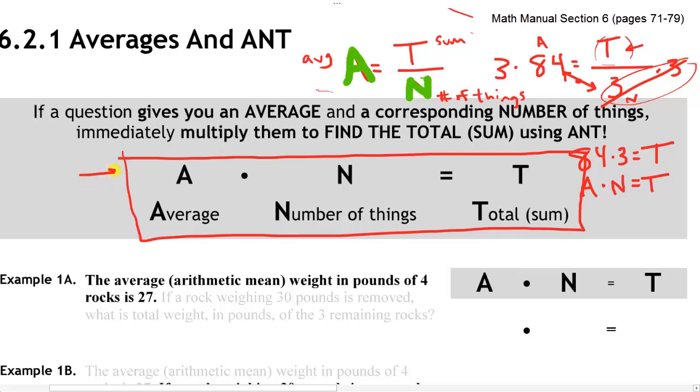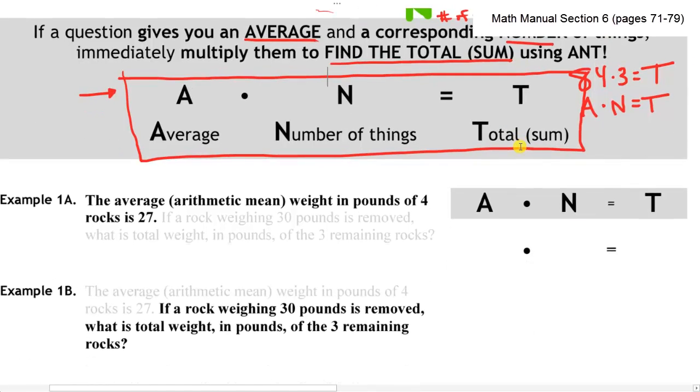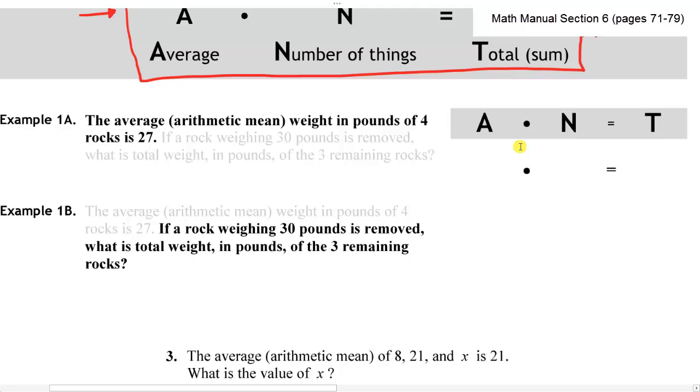And again, the reason it is nicer on the SAT to think of average questions with this formula in mind is because, if ETS gives us an average and a corresponding number of things, our most efficient solution, our quickest way of getting to what we need, is to simply multiply those two numbers to find the total, or the sum of the numbers. That's the missing piece. So on example 1A here, let's take a look at this.